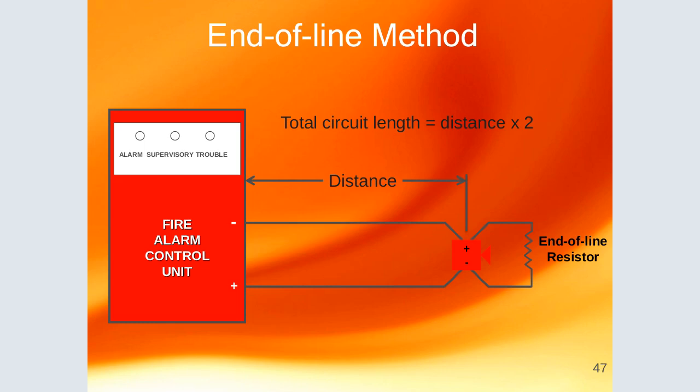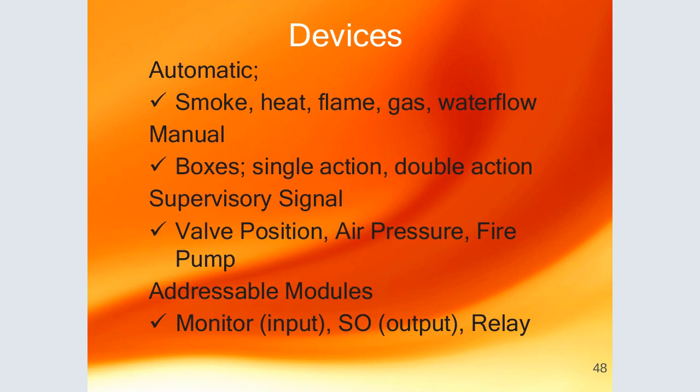So we have the end of line method. Here we have the total circuit length equal to the distance times 2, because we will have the positive and the negative. That is another method of installation. Then the devices that we use: smoke detectors, heat, flame, gas, and water flow detectors, manual boxes, single action, double action, and supervisory signal. We have valve position, air pressure, fire pump, addressable modules, and we have the monitor input and then the output relay.